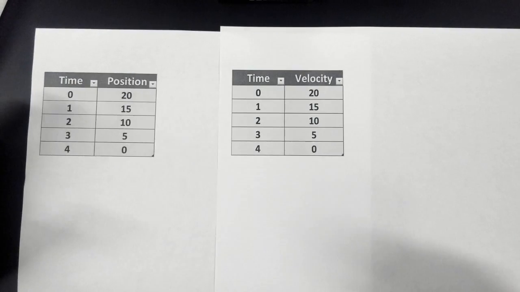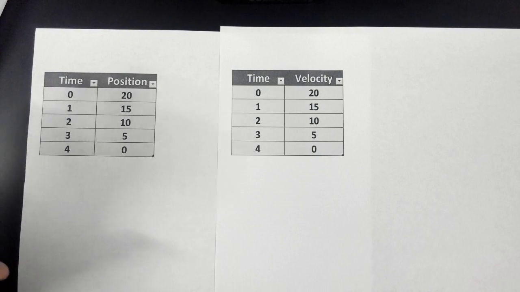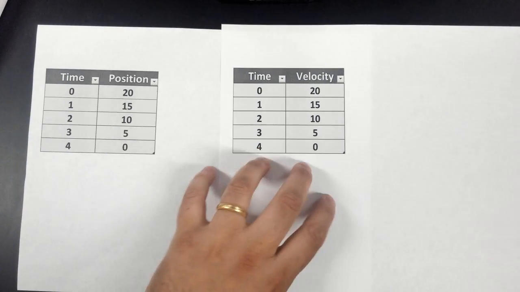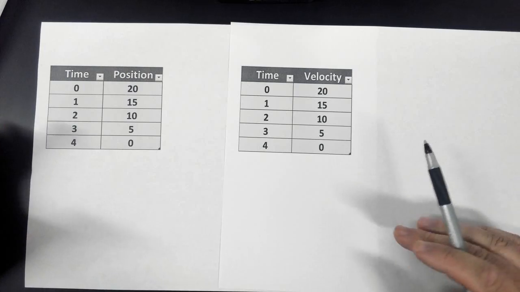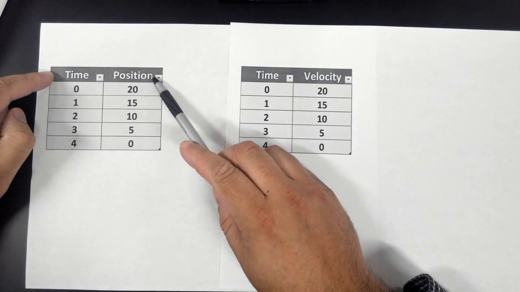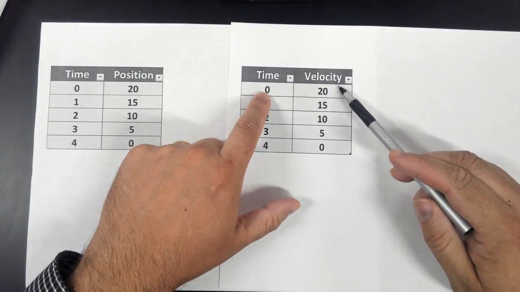Alright, what's up everybody? Today we're going to talk about the difference between position time data and velocity time data. These data tables look the same, same numbers and everything, but you notice that this one here is talking about position, this one here is talking about velocity.